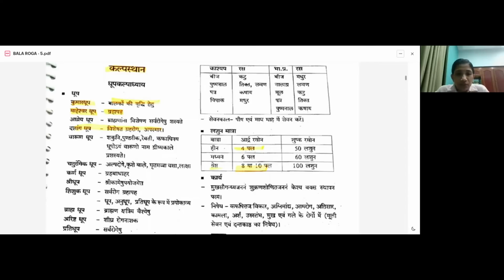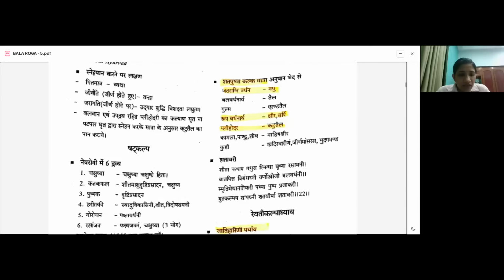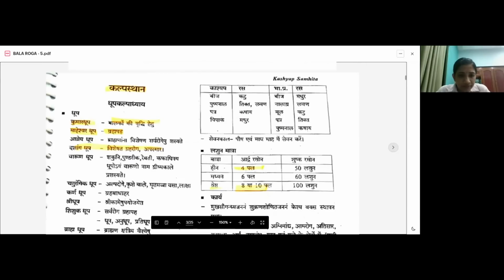And Maheshwara Dhupa is helpful in Graha Badha. We have discussed different types of Graha Badha, so in all Graha Badhas we can use Maheshwara Dhupa. And he also mentioned Dashanga Dhupa in case of Apasmara and especially Graharoga. In Apasmara, we can use Dashanga Dhupa. Okay, and there are a lot of Dhupas mentioned. And Pradhi Dhupa, you can see here, is used in Sarvaroga. Okay.